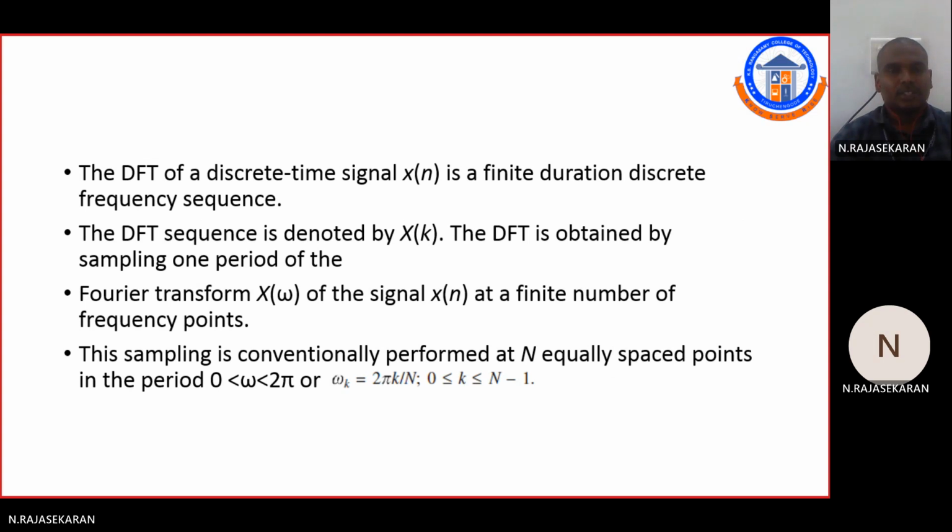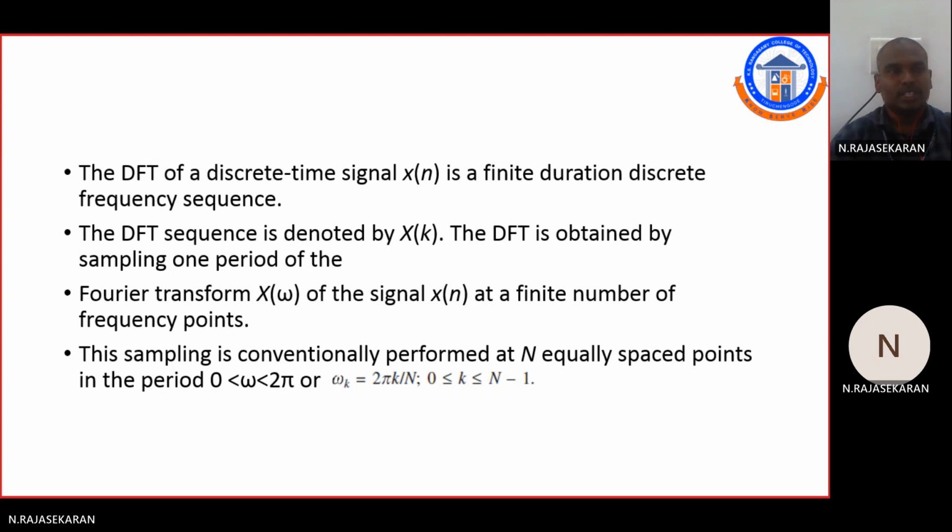The DFT of a discrete time signal x of n is a finite duration discrete frequency sequence, denoted by X of k. Here x of n is the input signal of finite duration, and the equivalent discrete frequency sequence is represented by X of k. The DFT is obtained by sampling one period of the Fourier transform X of omega of the signal x of n.